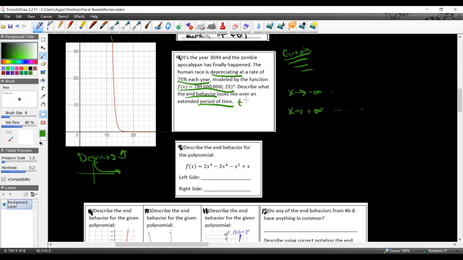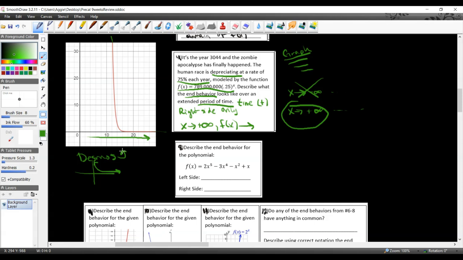So here, time is positive. So that means we're only going to look at the right side. We don't care about the negative side because, well, that would be going backwards in time, which in this era is not possible. Okay, so we're going to just look at the right side only. Okay, so as we go to the right, so as x approaches positive infinity, okay, what is f of x doing?